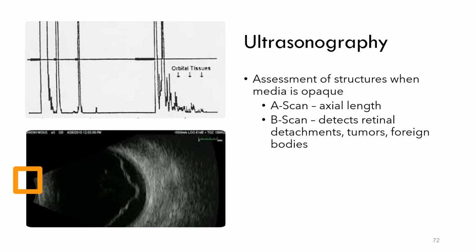Ultrasonography is used in ophthalmology for the assessment of structures when media, for example, aqueous, lens, or vitreous humor, is opaque. There are two types of ultrasound scans that we use. An A scan to determine the axial length of the globe for determining intraocular lens power prior to cataract surgery, and a B scan, which is helpful to detect retinal detachments, tumors, and foreign bodies inside the eye.